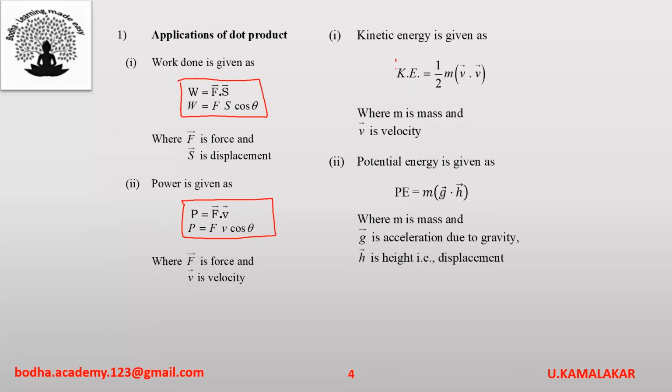Kinetic energy is given as half m into v bar dot v bar, where m is mass of the body and v is velocity of the body. Potential energy is given as m into g bar dot h bar. g bar is acceleration due to gravity vector and h bar is displacement vector.